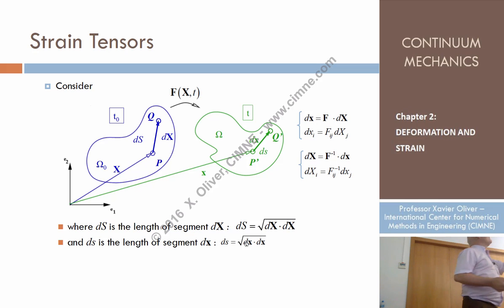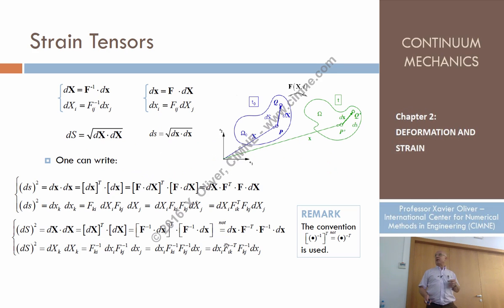The point is, where is the information about that? Well, in part it is in F, but there is too much information here. We want to see what part of F contains the information about the change of this distance. That tells us how much these two particles, initially separated at a distance differential of S, are at the current time separated at a distance differential of small s.